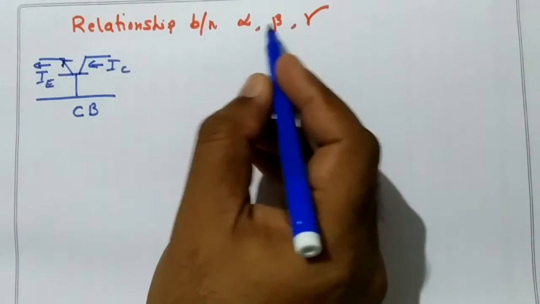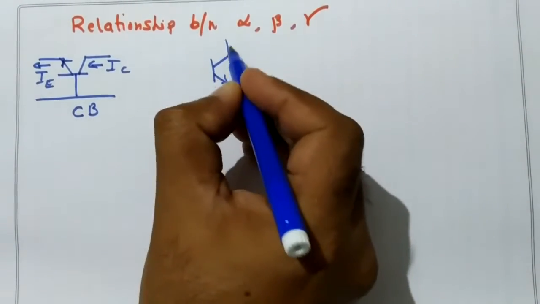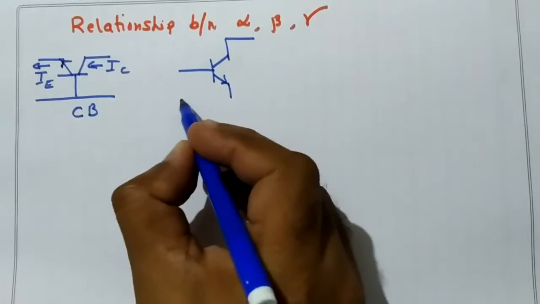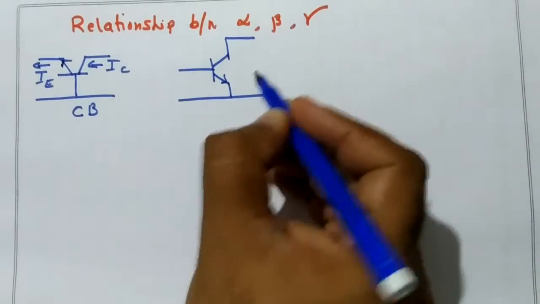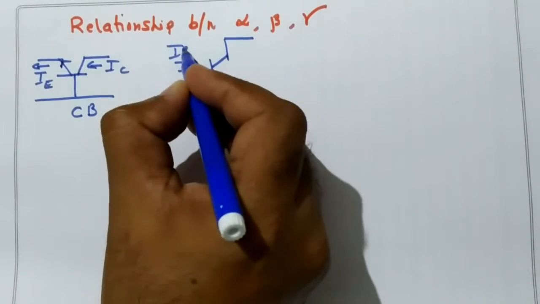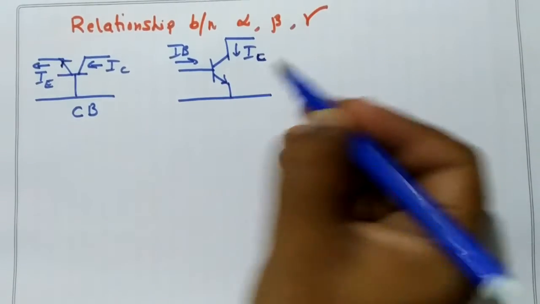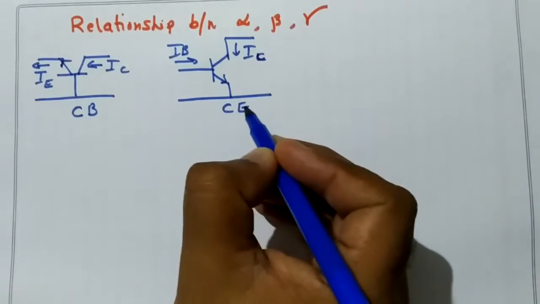Now in the common emitter configuration, emitter is common for both input section and the output section. See, this is the input section, this is the output section, and emitter is common. And the input current is the base current and the output current is the collector current. This is in common emitter configuration.